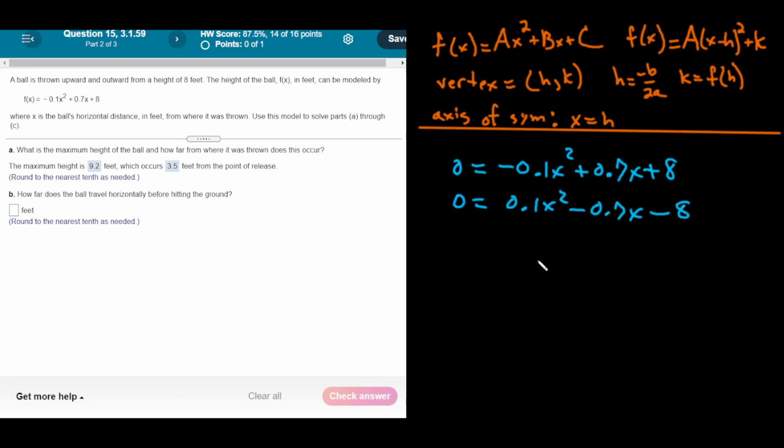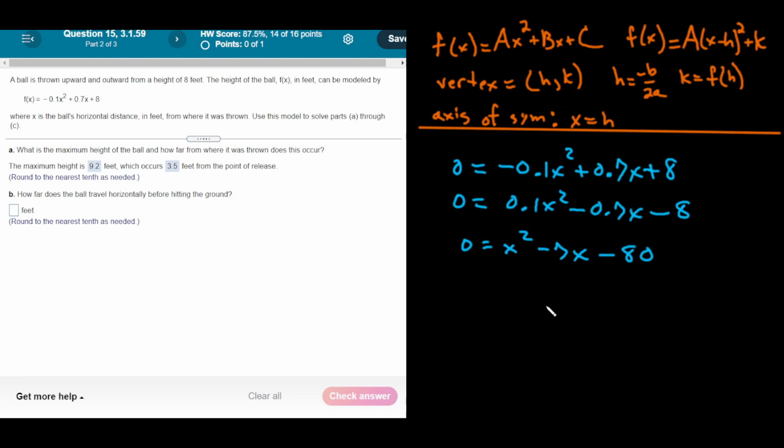You don't have to do it. I personally like to. So, we're going to keep on going. This is our A. Let's manipulate it just a little bit further. I don't like decimals like that. So let's move one place every decimal to your right, which means we're multiplying everything by 10. So that will give you x squared minus 7x minus 80.